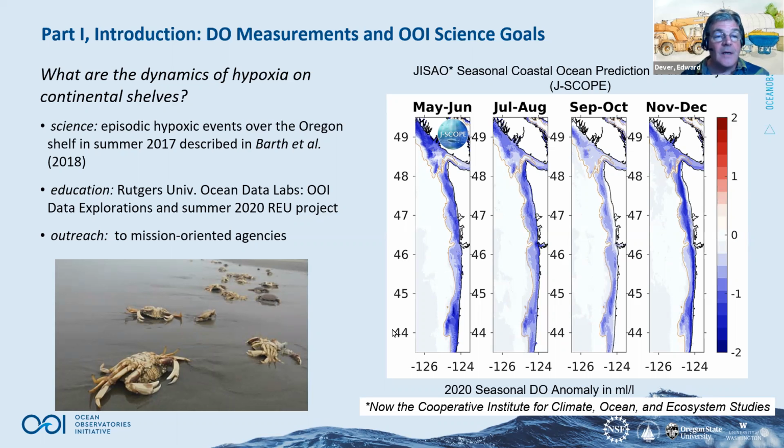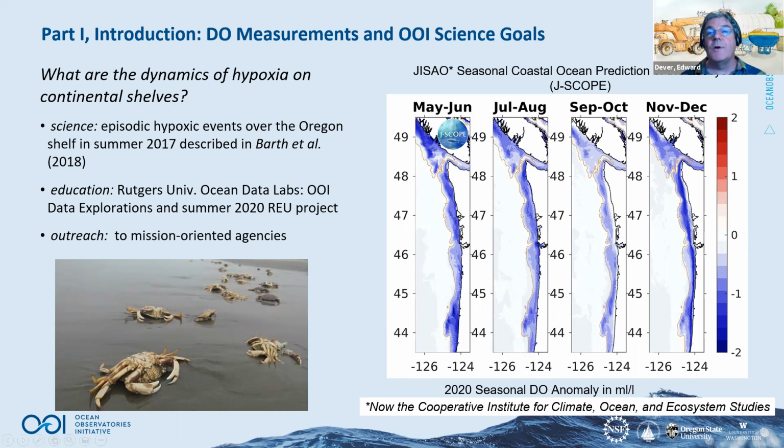We also respond to a lot of requests for information from mission-oriented agencies. And that's because hypoxic events over Oregon and Washington can lead to die-offs of organisms, including economically important organisms, such as Dungeness crab right here.